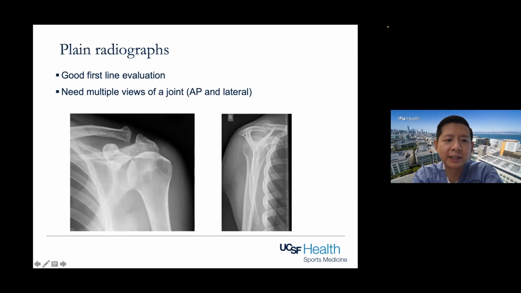It's a good first line evaluation, and usually you need multiple views. So like for a shoulder, you can't tell everything just from one x-ray. So usually we'll take at least two to look at it from different views, more than likely three. Some patients are very resistant to x-rays because they're afraid of the radiation. But for spot dosage of x-rays, the radiation burn is very low.